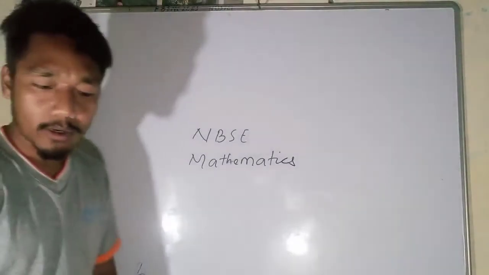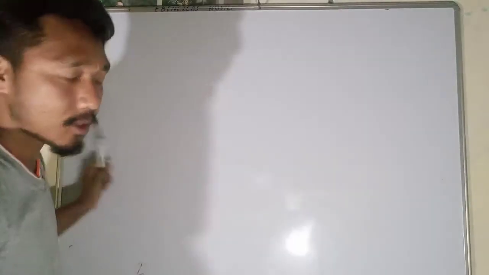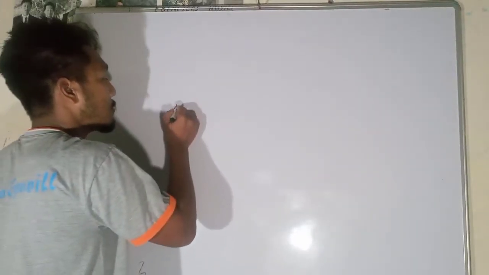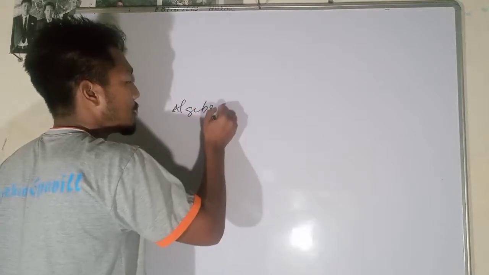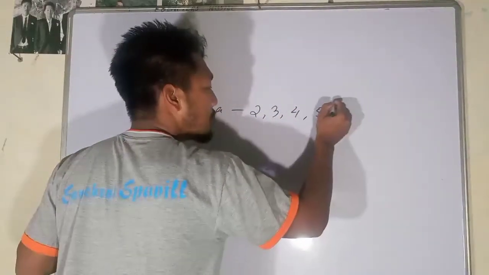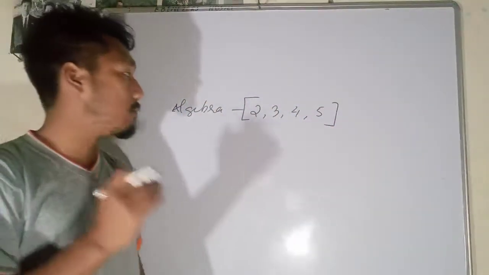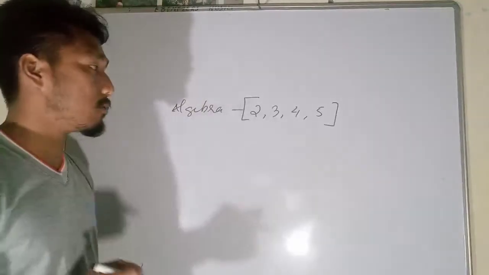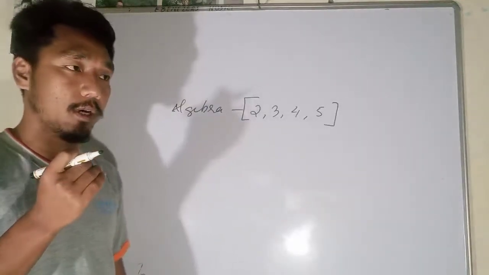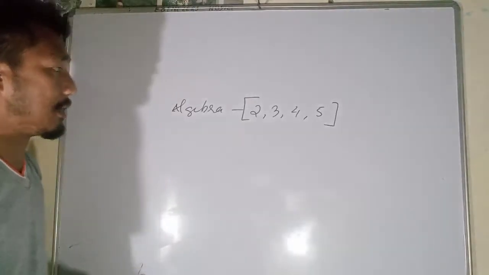First of all, I will be dealing with chapter 2. From chapter 2 we have the algebra chapters, that is chapter numbers 2, 3, 4 and 5. This is a section where you can score good marks, and it carries the highest marks in terms of mark distribution in the MBSE guidelines.